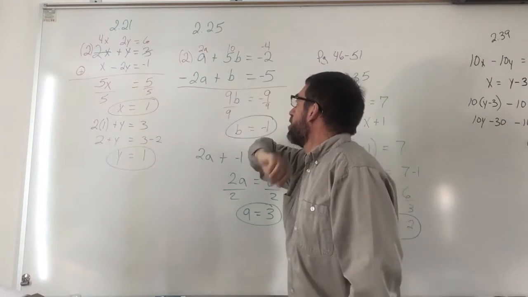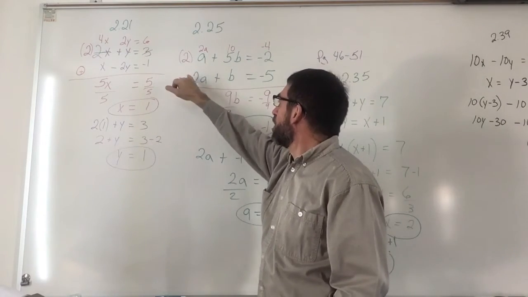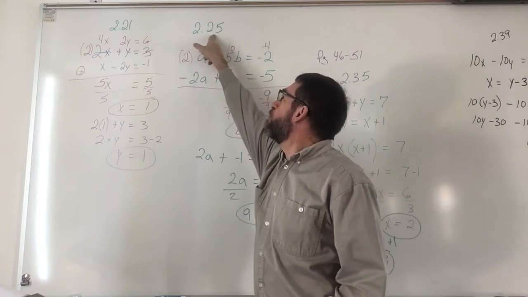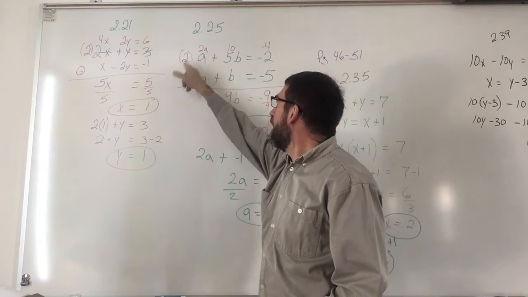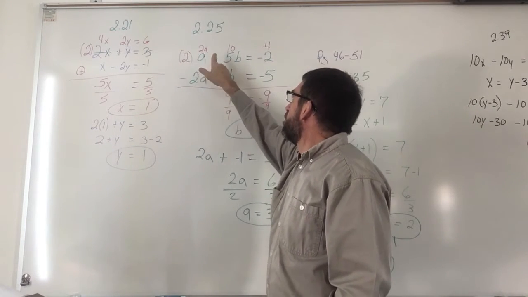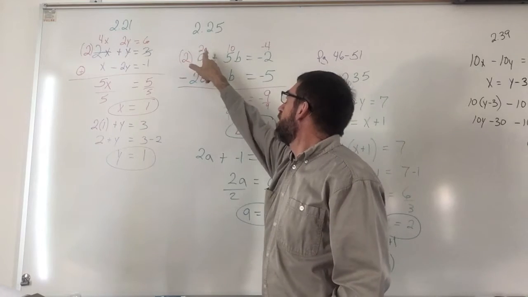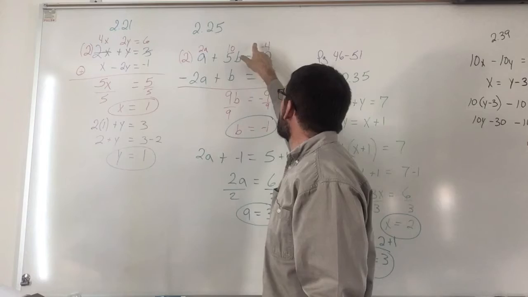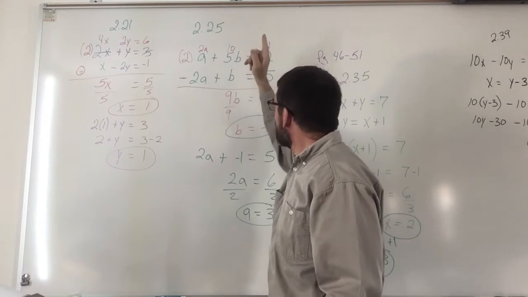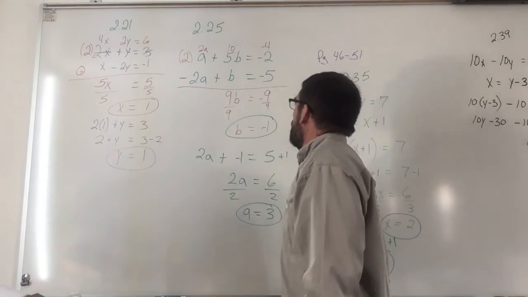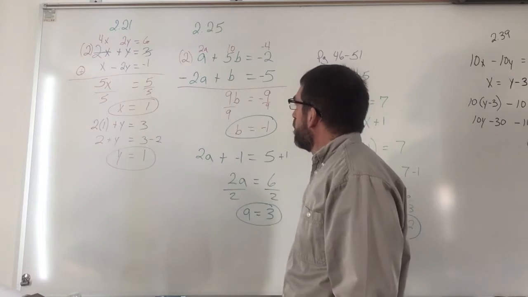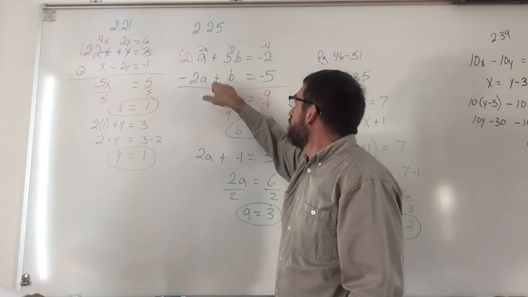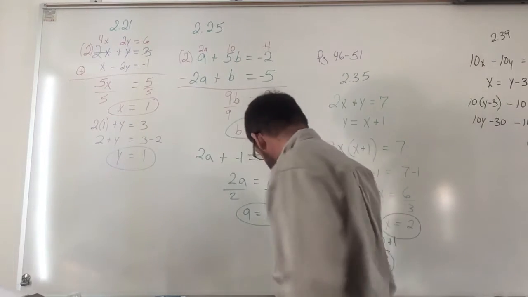Here I did the same thing again. I went 2, because I had 2a plus b. This is 2.25. I went 2a plus 2a. 2 times 5 is 10. And 2 times 2 is 4. Opposite signs leaves me with a negative. And so then I come down here, and because this is both addition, I have to subtract.